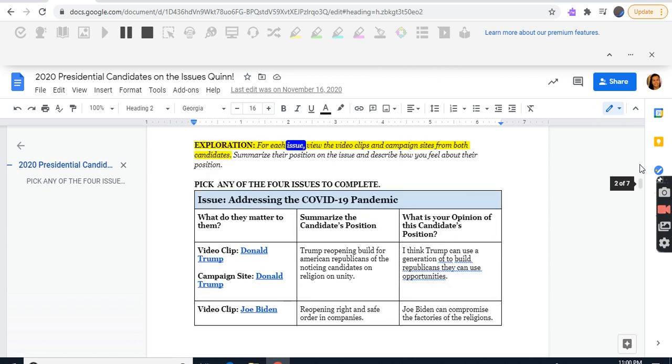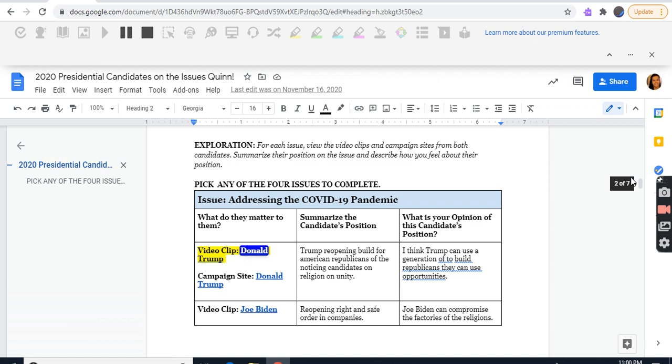Exploration. For each issue, view the video clips and campaign sites from both candidates. Summarize their position on the issue and describe how you feel about their position. Pick any of the 4 issues to complete. Issue. Addressing the COVID-19 pandemic. What do they matter to them? Summarize the candidate's position. What is your opinion of this candidate's position?